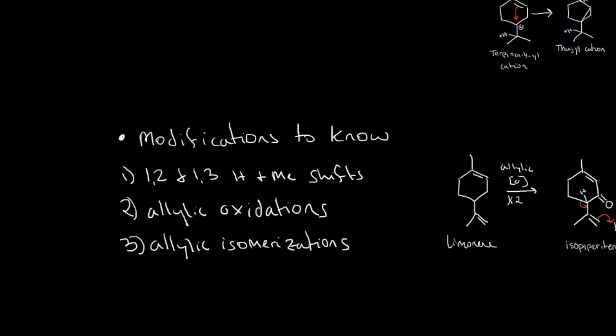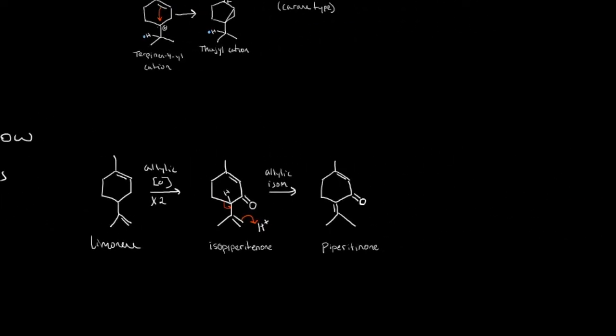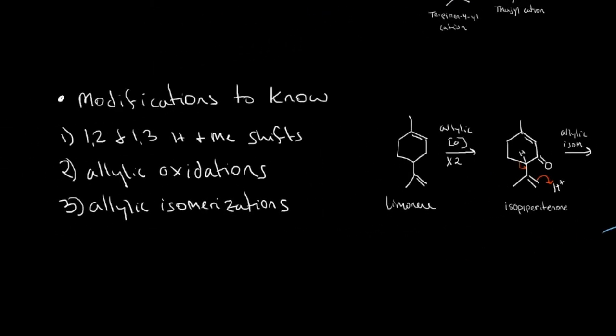Then there's also some important ones. Maybe you're given a molecule that looks like this, and you'll have to know how to get there. The way you can think about that is allylic oxidations and allylic isomerizations. Remember, allylic positions are prone to oxidation or deprotonation because they have intermediates stabilized by resonance.